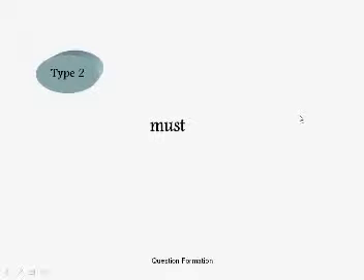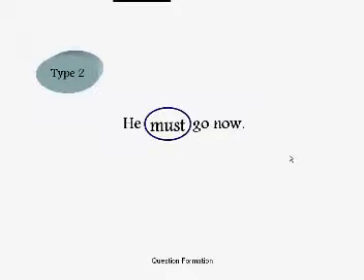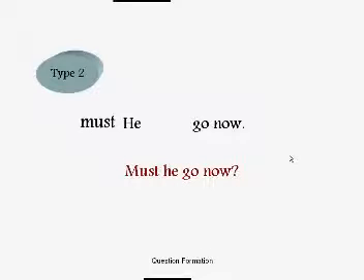Type 2. What was type 2? Type 2, of course, includes sentences that have modal verbs such as must. Look at this sentence. He must go now. How can we form a yes-no question out of this sentence? Very simple. Just find the verb, put it in the beginning, or put it before the subject. So it's going to be, must he go now? Isn't it easy?